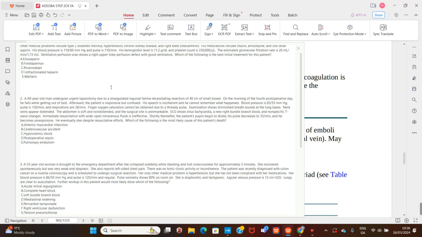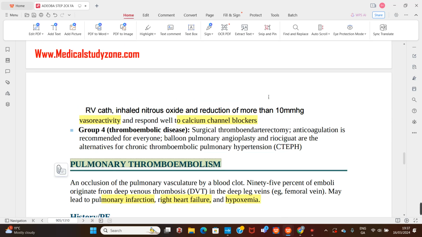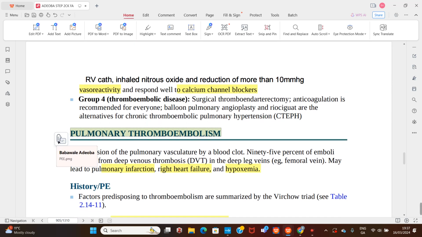So the unfractionated is chosen because the patient has a renal issue. Exactly. That's the only reason. Or apixaban. You don't use warfarin in acute. So the unfractionated and the apixaban are good for those with renal impairment. But you can also give rivaroxaban or oral fondaparinux in the acute phase, in the presence of renal competence. Okay.